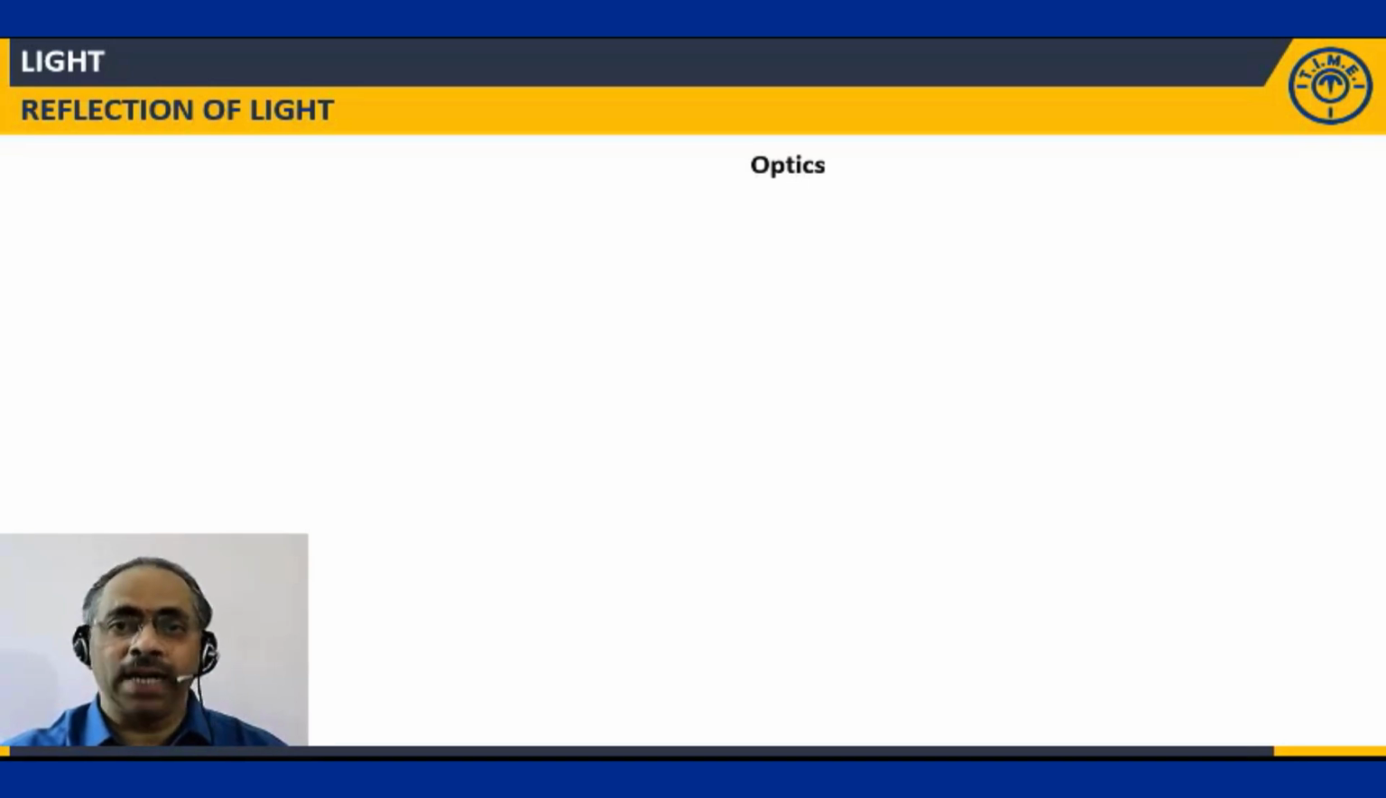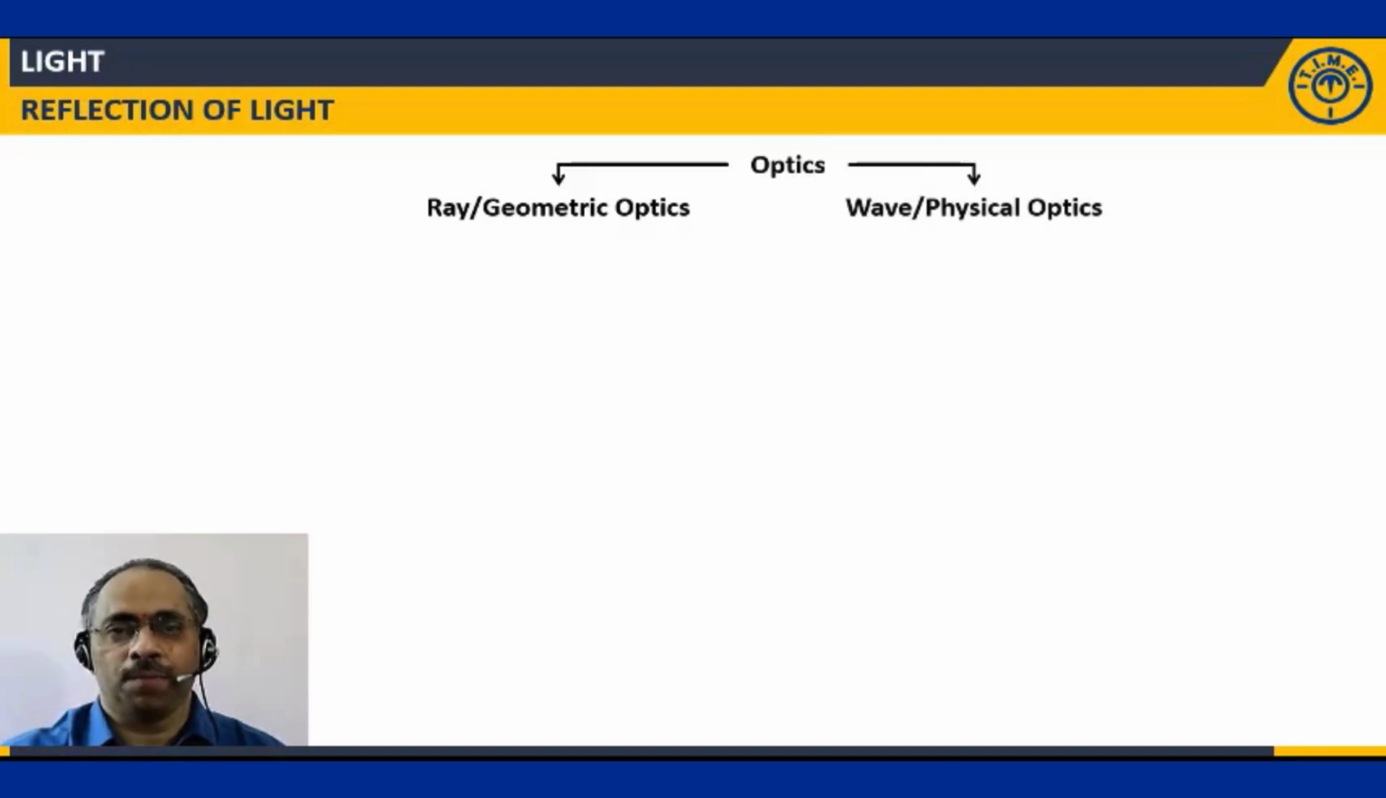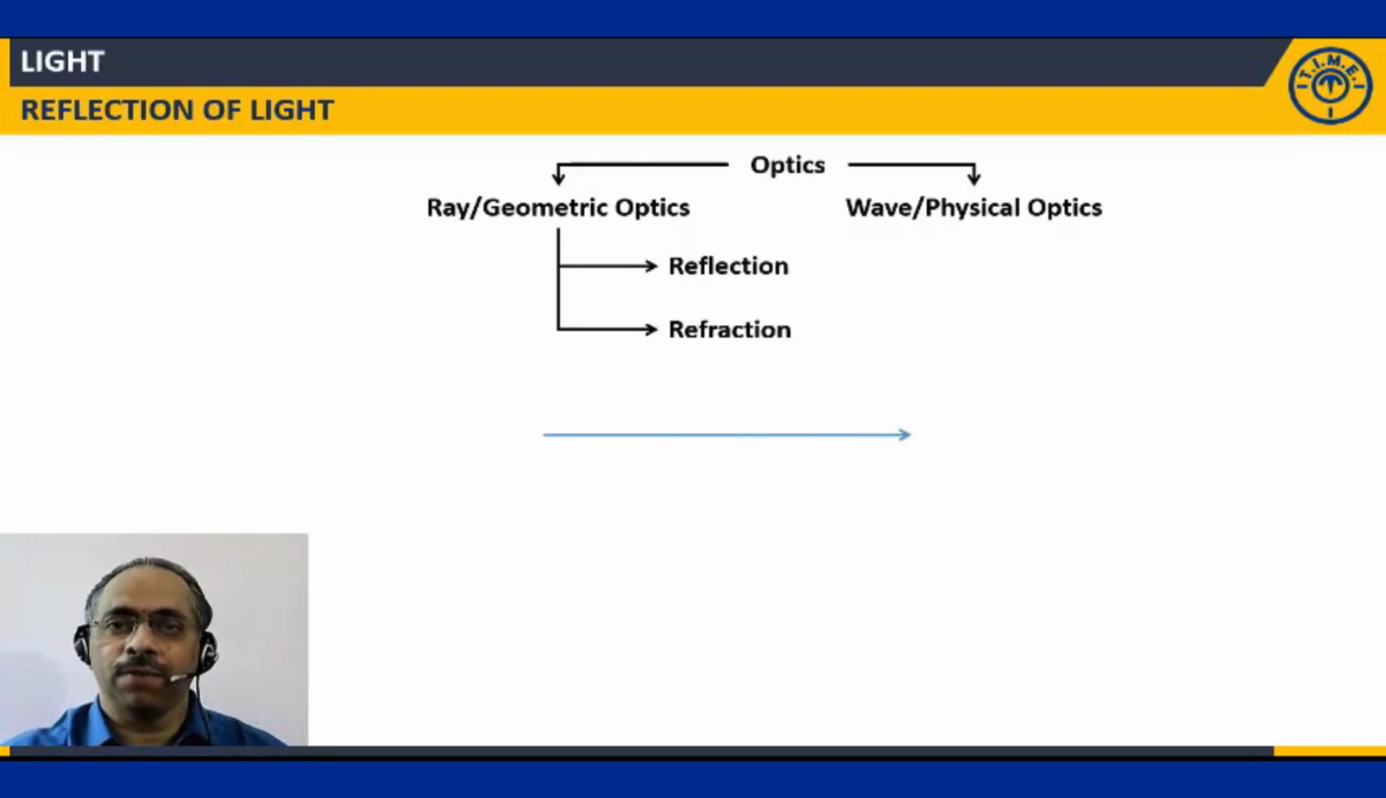This optics is broadly divided into two categories. One is ray optics or geometric optics, and another is wave optics or physical optics. When we talk about the phenomena which come under ray optics, the major things are reflection and refraction. As I told you, light will travel in the form of light rays. When I consider a single one, it is an imaginary line along which we assume the light is traveling through. The path along which light travels. That's what I call a light ray.